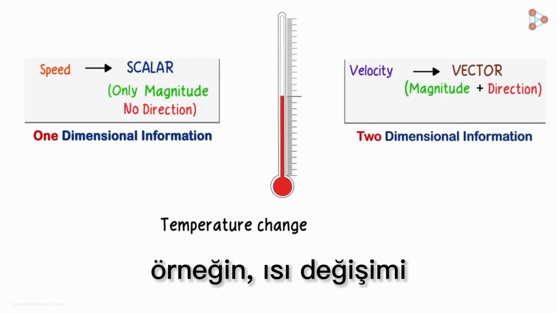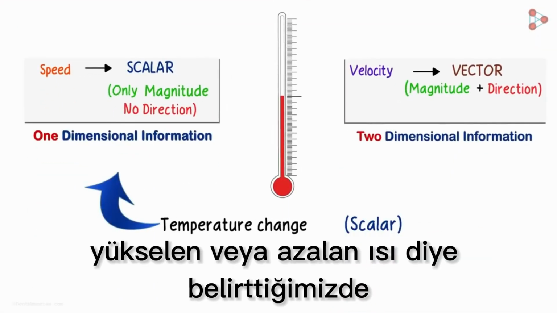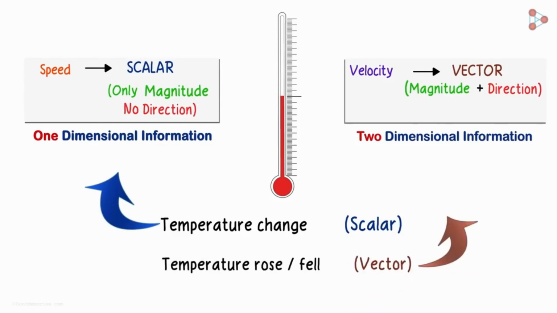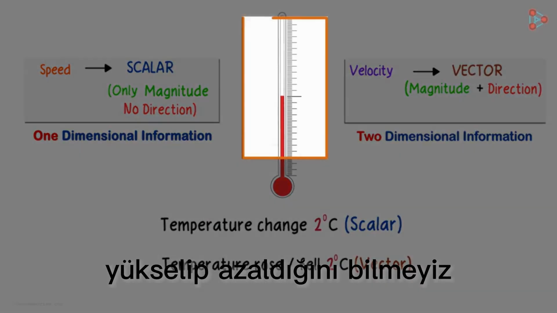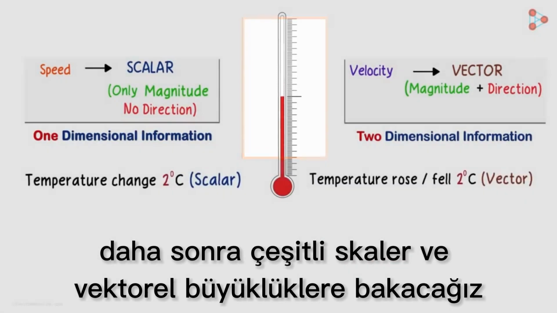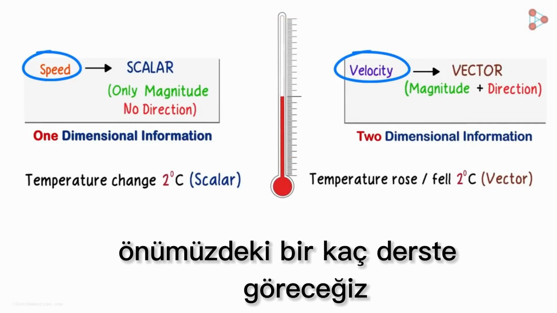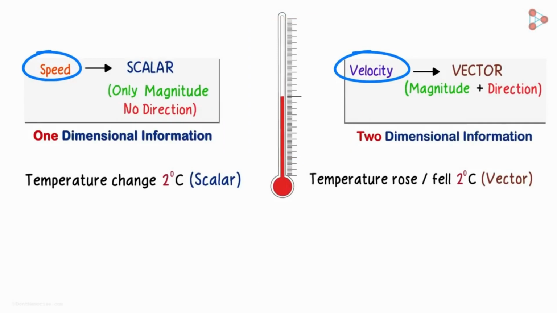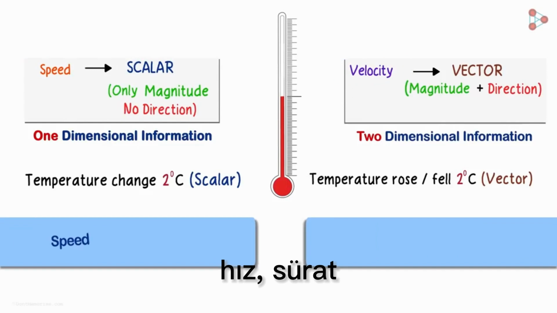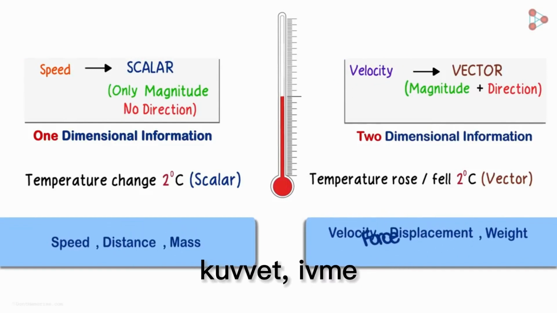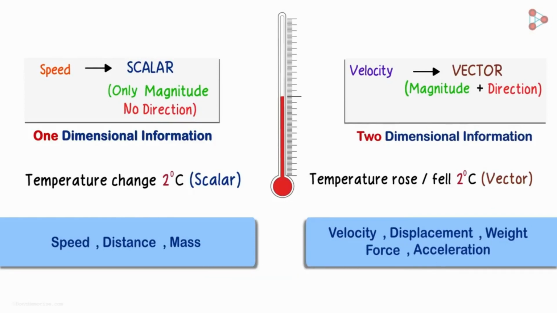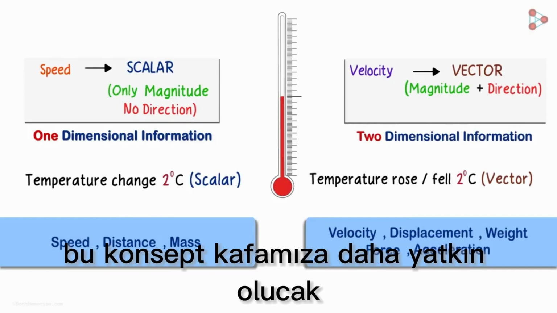Temperature change, for example, is one-dimensional quantity. But when we specify rising or falling temperature, it is two-dimensional. If someone says that the temperature has changed by 2 degrees, we won't really know if it has increased or decreased. We will look at various scalar and vector quantities in the next few tutorials and for as long as we study physics. Speed, velocity, distance, displacement, mass, weight, force, acceleration. The more we look at these, the clearer this concept will become.